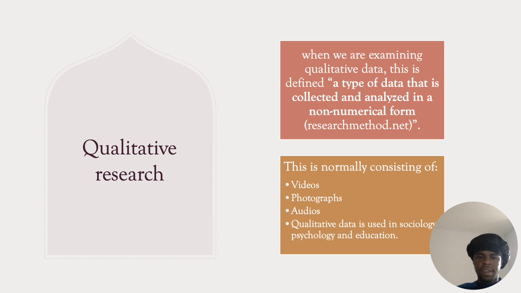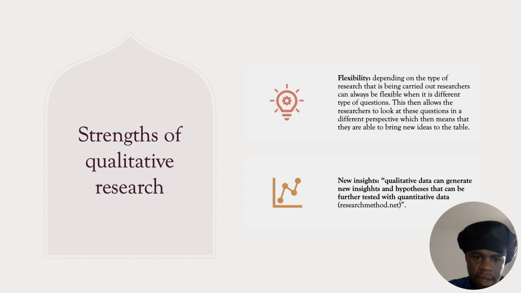When we're looking at qualitative research, this is a type of data that's collected and analysed in a non-numerical form. Examples of it could be videos, photographs, audios. Qualitative data is also used in sociology and psychology. In psychology, this could be when you're looking at a group that suffer from anxiety or depression, and they collect the data and try finding out how many people in the class, how many people in the lecture have been suffering from it, and it's always a good way to carry out that type of data.